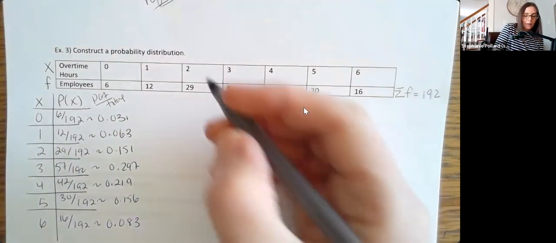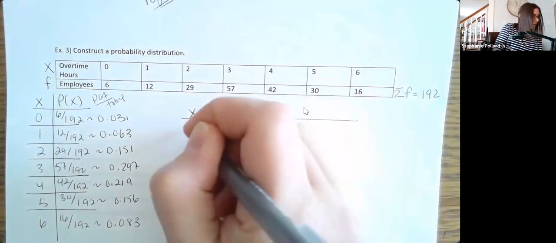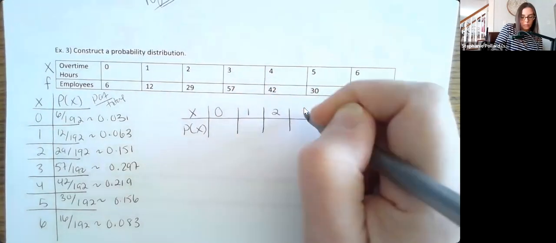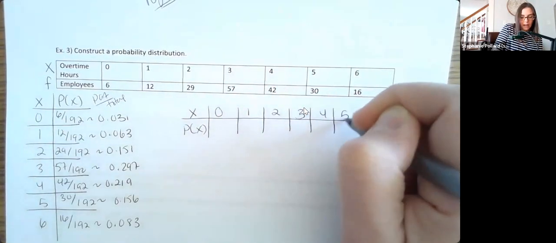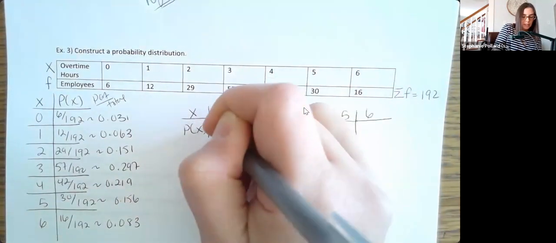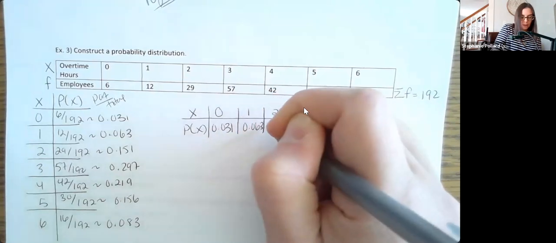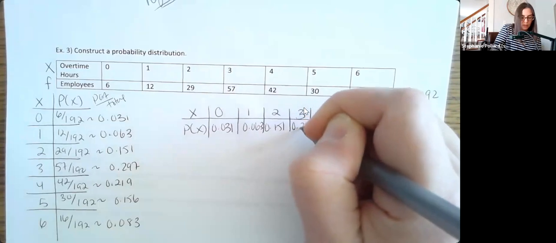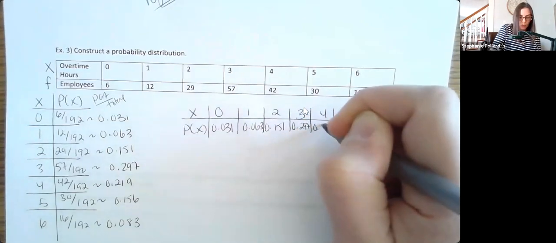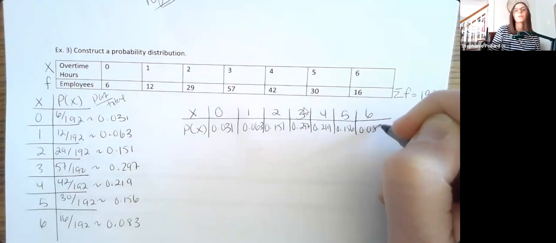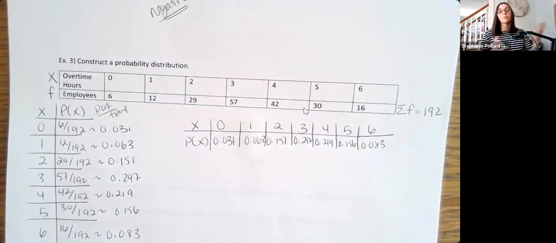Now, as a side note here, how would this look if it went horizontally? Just so you can see it. So your x values are 0, 1, 2, 3, 4, 5, and 6. And our first probability is 0.031, and then 0.063, 0.151, 0.297, 0.219. I should have made my table bigger, 0.156, and 0.083. So you could also write that table horizontally. They're both correct, and you should be able to read both forms of the table, whether it's vertical or horizontal.